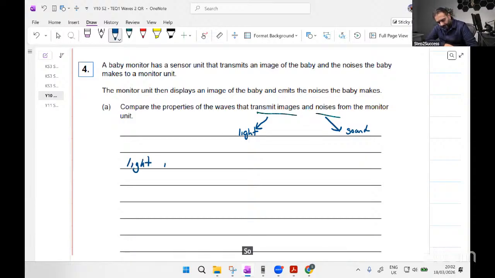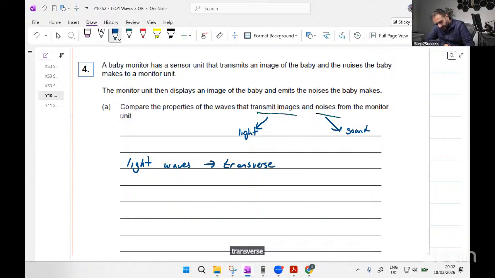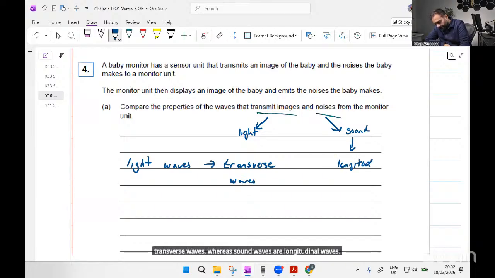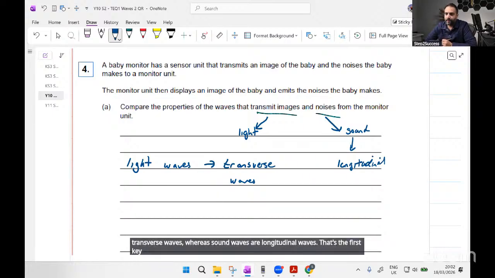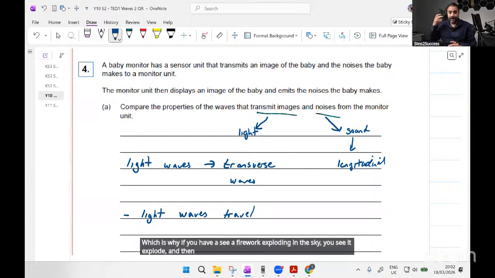So what shall I say about light waves, which are the ones that transmit images? You can say that light waves, for example, are transverse waves, whereas sound waves are longitudinal waves. That's the first key difference when you're comparing them. You can also say that light waves travel faster than sound waves, which is why if you see a firework exploding in the sky, you see it explode and then you hear the sound later because it takes longer for the sound to reach your ears.